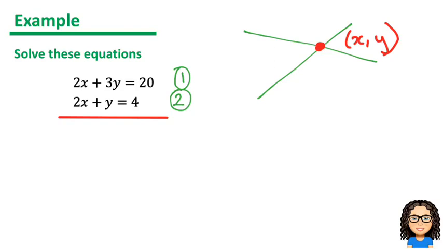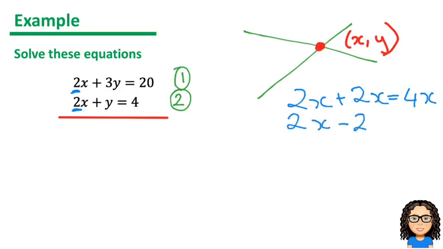But if I look at the x's, they've both got that same coefficient of 2. So 2x, if I did 2x plus 2x, that would give me 4x. But if I did 2x take away 2x, then that's going to cancel out and leave me with nothing. And so that tells me that, from those choices of adding and subtracting, I want to subtract these equations in order to eliminate the x variable. And that's what we are going to do. So I am going to put a big minus there to show that I am eliminating and subtracting them.